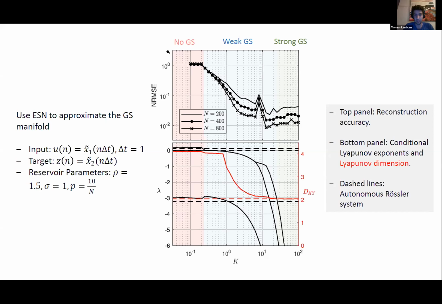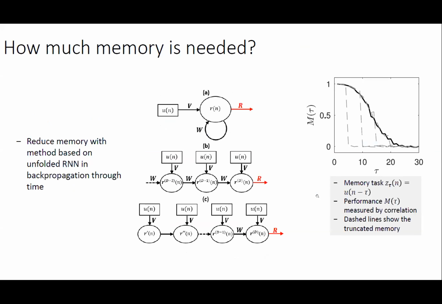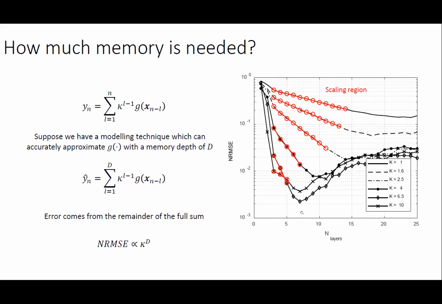Sure, yeah. So that's the normalized root mean squared error. You have the output of your reservoir, and you have your target signal. So you calculate the error, you square it, take the mean over time, and then you normalize that. The normalization is the standard deviation of the target signal, if I recall correctly.